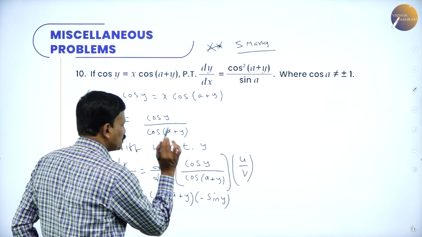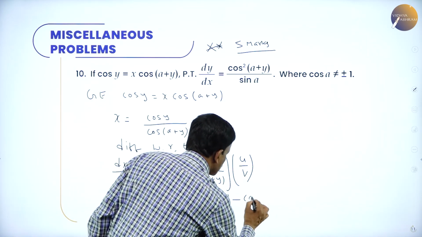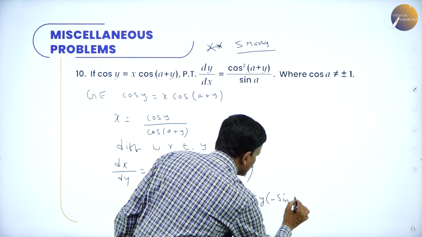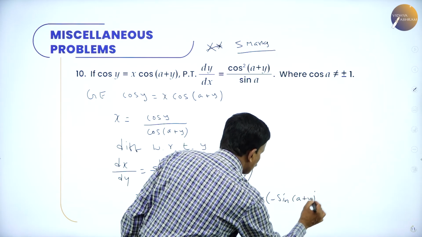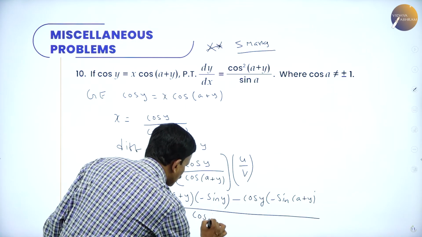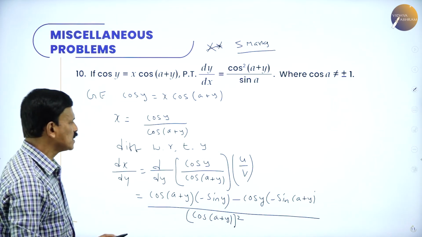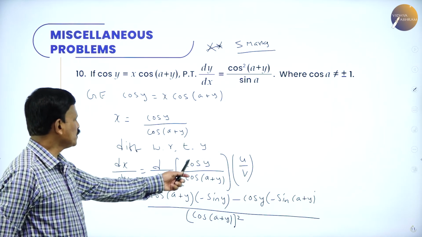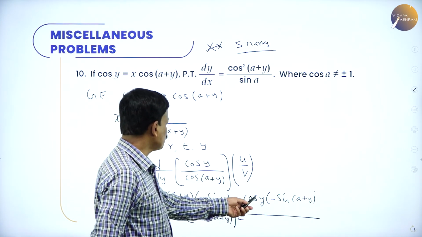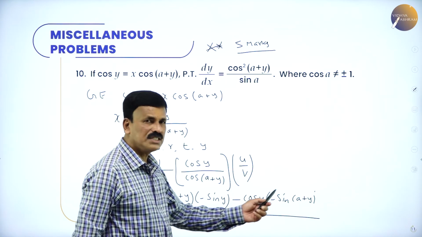So, cos (a plus y) into the differentiation of cos y, which is minus sin y, minus numerator cos y into the differentiation of the denominator cos (a plus y), which is again minus sin (a plus y) into the differentiation of (a plus y), which is 1, divided by the denominator squared, cos of (a plus y) whole squared. This is the very important step. That's it. See here, a constant's differentiation is 0, and the differentiation of y is 1.